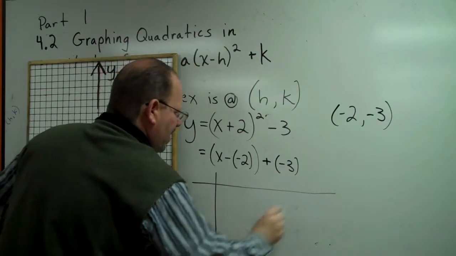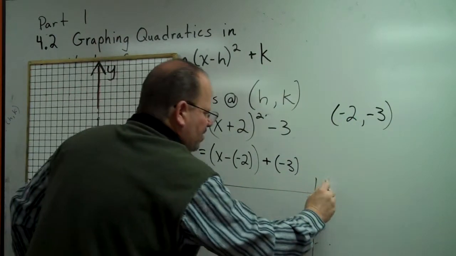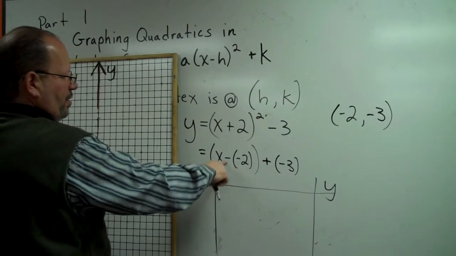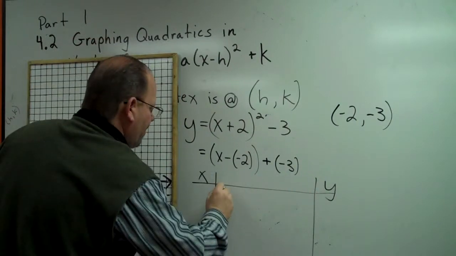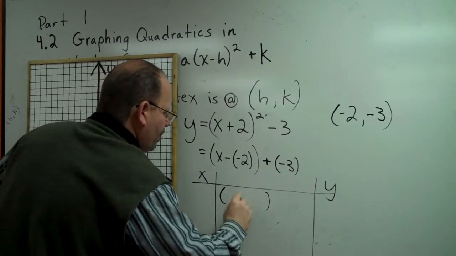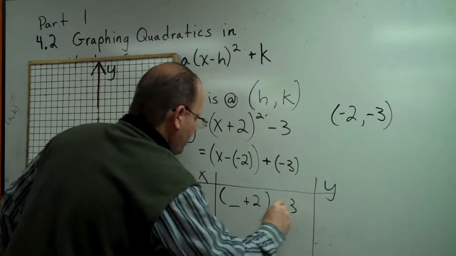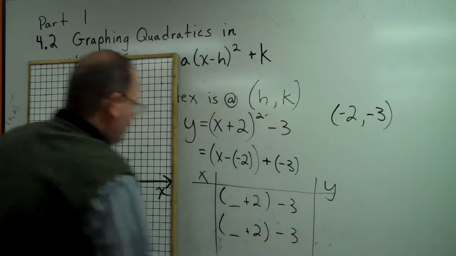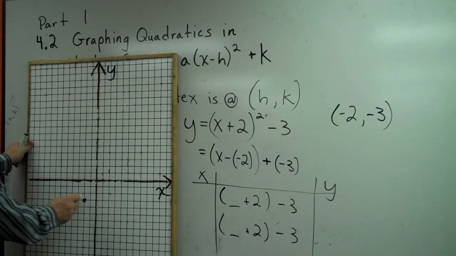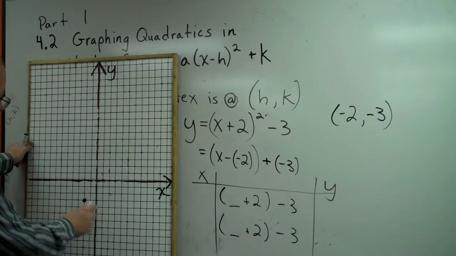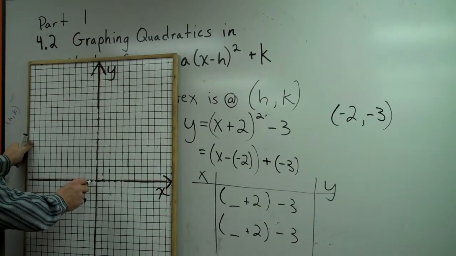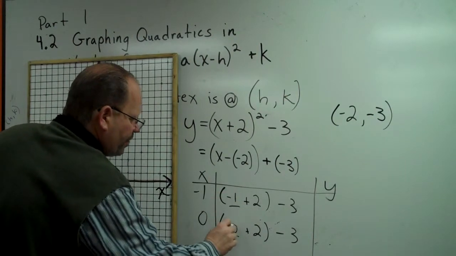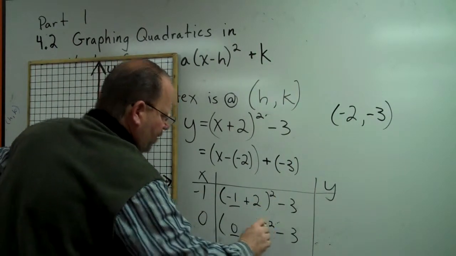Now we simply do what we did yesterday again. We make this little table, the easiest way to do this. We're going to put some x's into this function and see what y's come out. So it's some number plus 2 minus 3. And let's pick easy numbers. We want them both on the same side of this point, so let's pick negative 1 and 0. These are easy numbers to do math with.